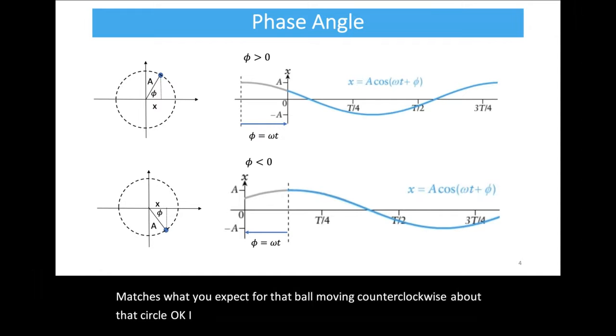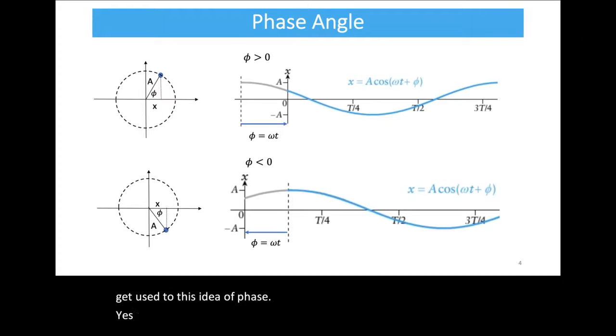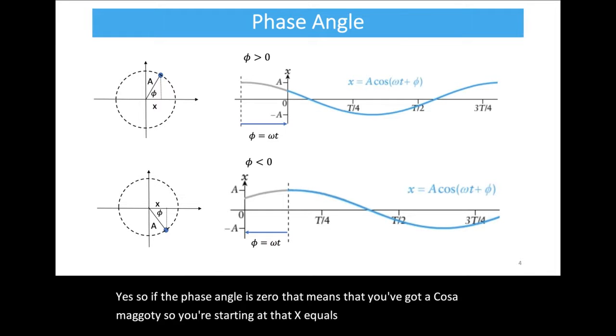I know this is somewhat confusing, so it takes a while to get used to this idea of phase. If the phase angle is 0, that means that you've got a cos omega t, so you're starting at that x equals positive a point.